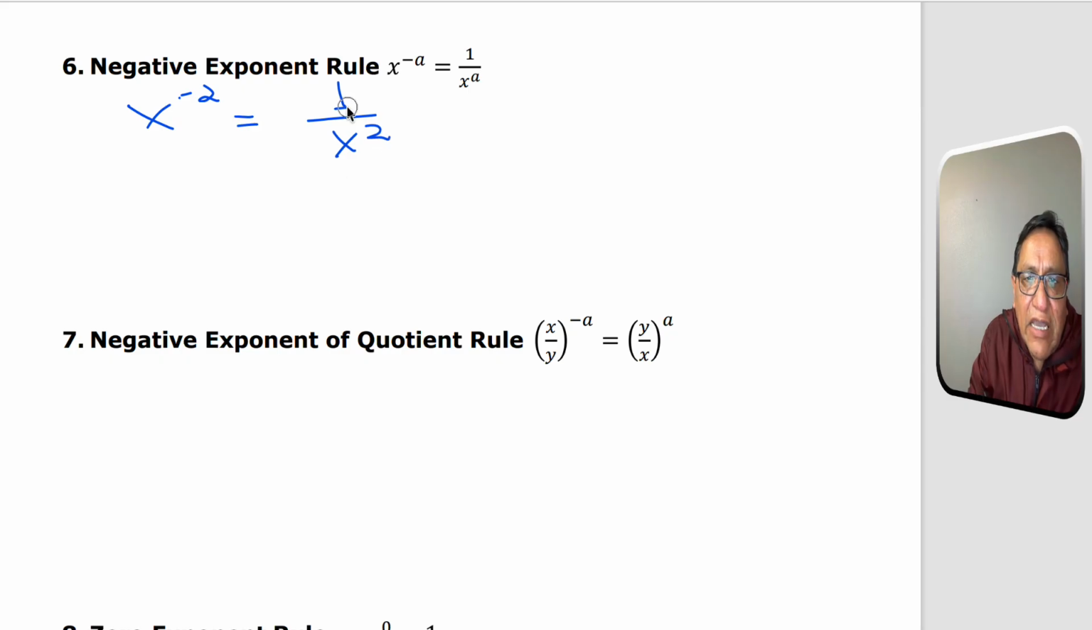Now I'm sure you're thinking, where did this 1 come from? This 1 is right here. And you can see that this exponent negative 2 is affecting only x, not the 1. This is why we have 1 in the numerator.